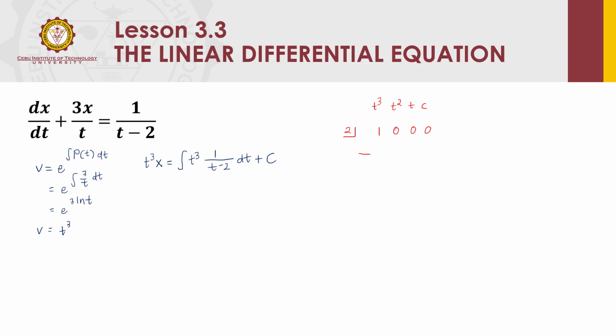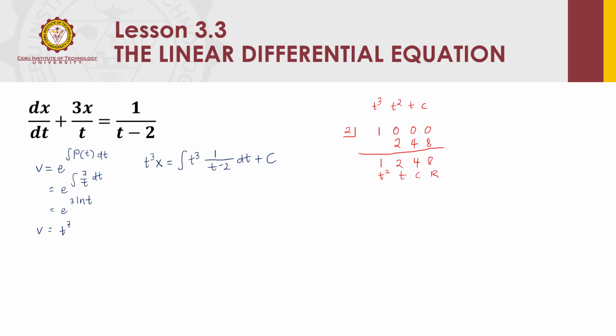The next step is to bring down the first number, multiply it to this 2, so it's 2. Write it here, then add 0 and 2, so 2. Then do again the process, 2 times 2 is 4, then 4, and then 8, and then 8. The result would be the first numerical coefficient 1 for t squared, then 2 for t, then 4 for the constant term, and this 8 is the remainder. So t cubed over t minus 2.